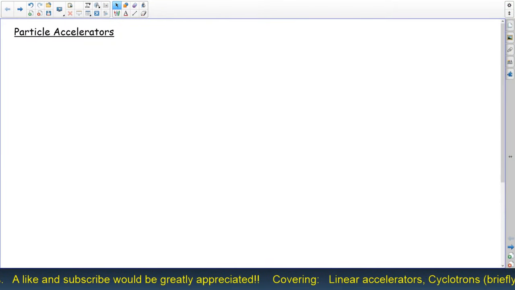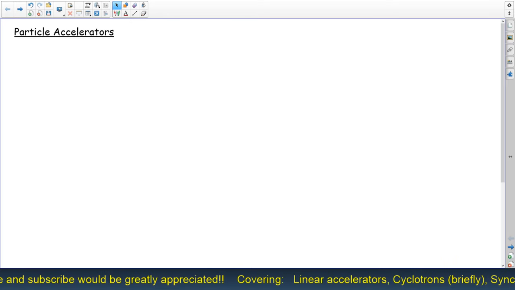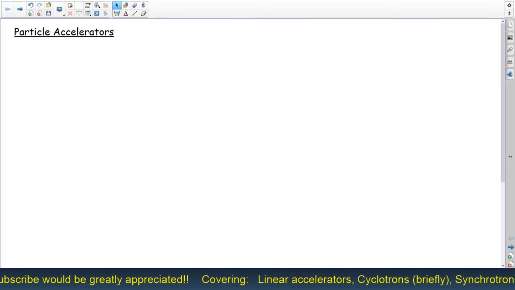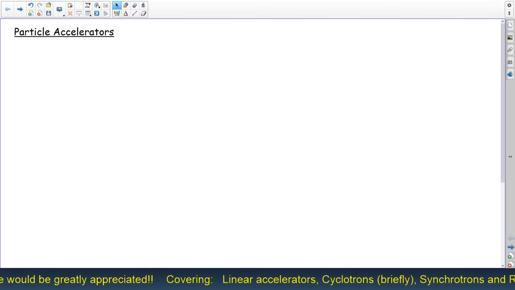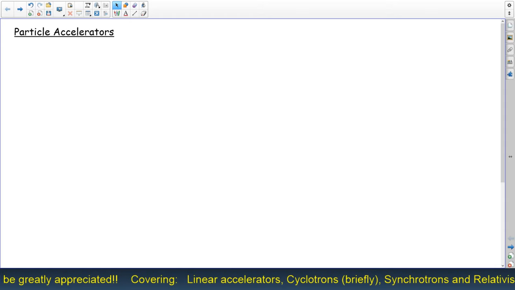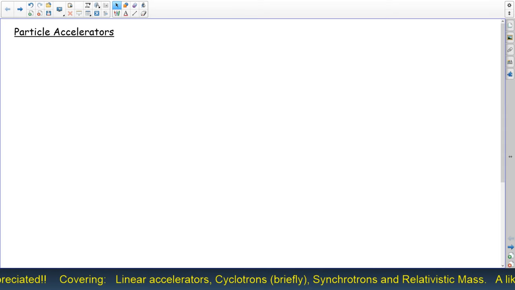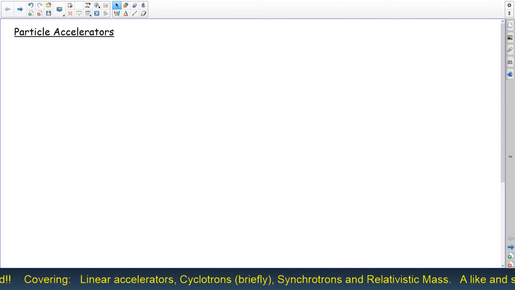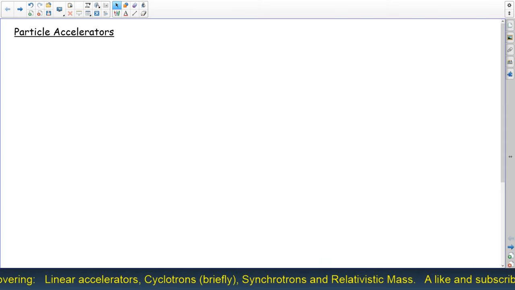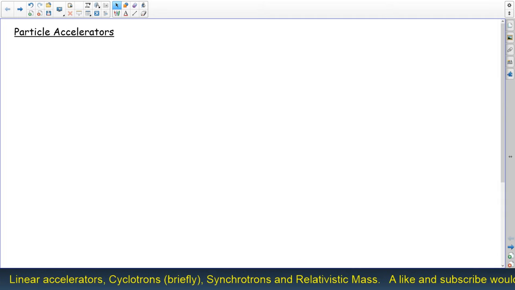Welcome to everybody. Tonight's lesson is particle accelerators and relativistic mass. Now, ideally, what we want to get to is the design of the accelerator at CERN, which is called a synchrotron. It is the absolute dogs as far as it comes to accelerating particles.